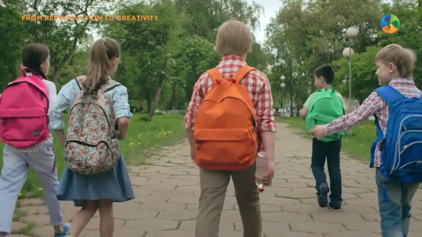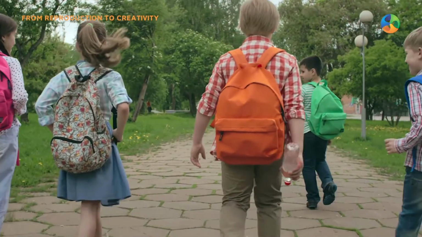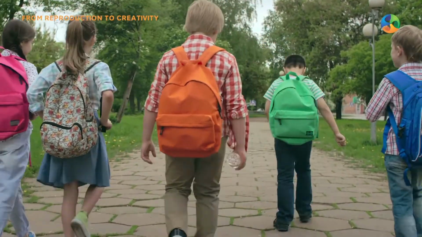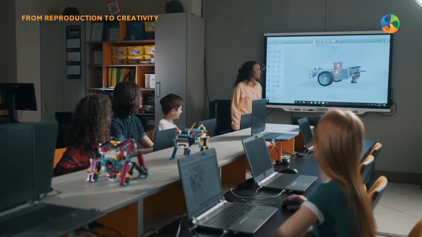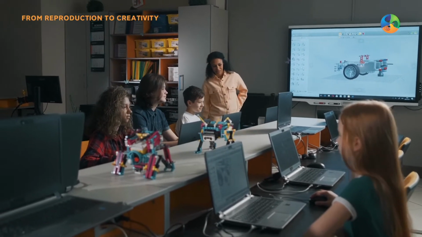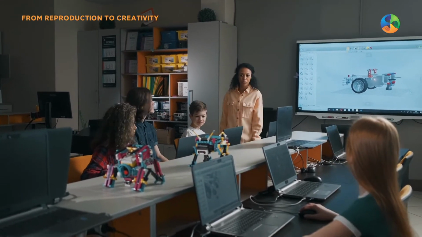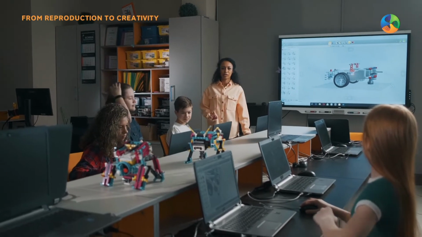So we need to shift to this creative production of knowledge mindset and reshape, redesign our schools accordingly, so that instead of teaching students what to think, we're teaching them how to think. That's my take on it.